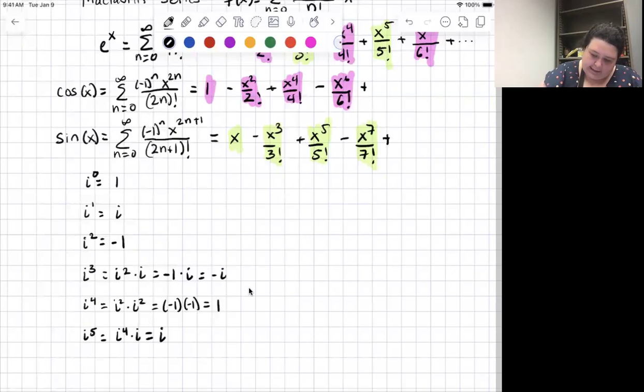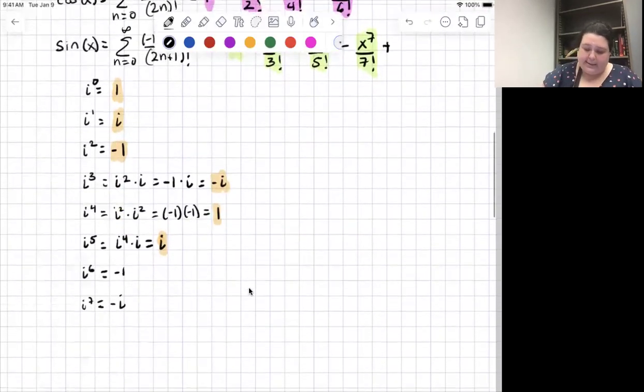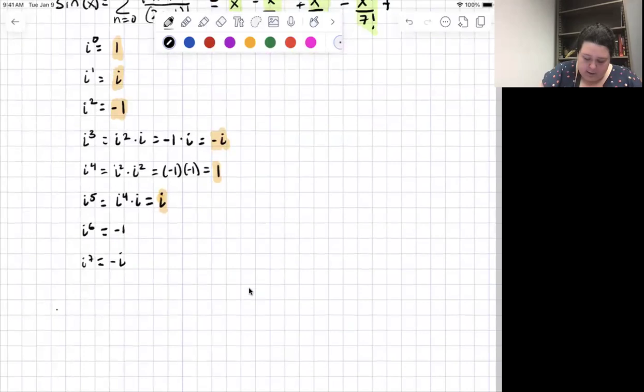So what we see here is this cyclic sort of pattern. I go from 1 to i to -1 to -i, and then back to 1 to i. So I could expect then that i to the 6th is going to be -1, and i to the 7th is going to be -i. And we're going to use that fact now and say what happens if we find e to the ix as a Maclaurin series.